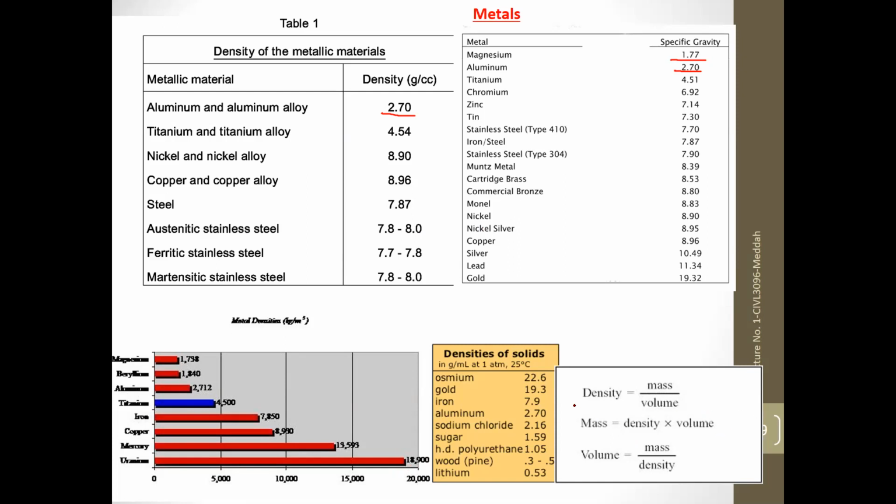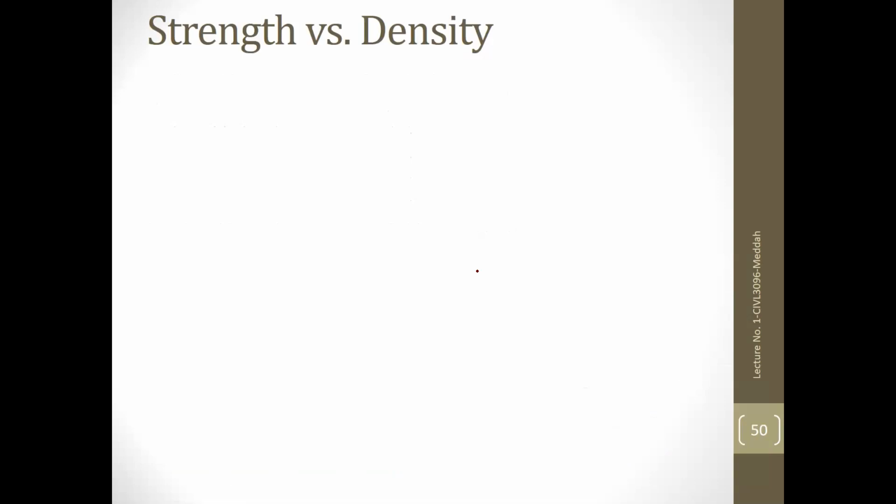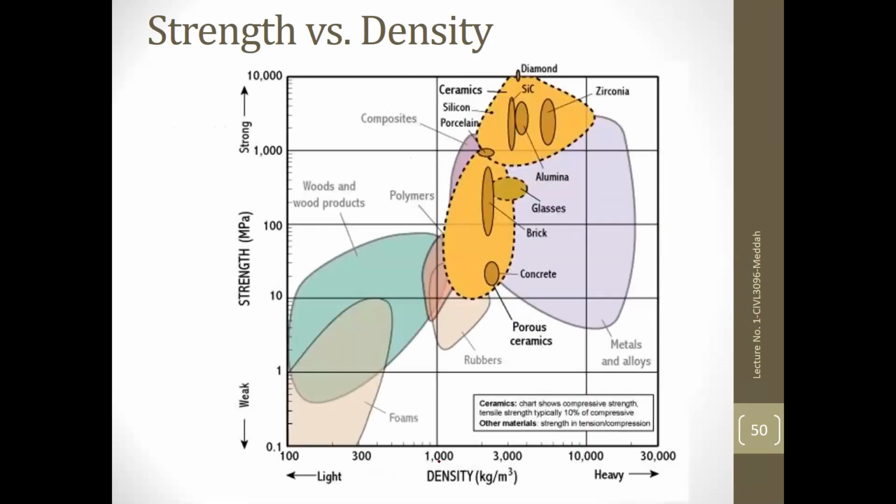So density, of course, without reminding you, is the mass over the volume. If you want to find the mass, it is equal to the density times the volume, or if you want to find the volume, it is the mass over the density. So, of course, these properties are connected together. Strength is affected by the density. Usually if you have a high density, you can see here on the x-axis you have the density in kg per meter cube, and on the y-axis you have the strength in megapascal or Newton per millimeter square. But please usually use megapascal.